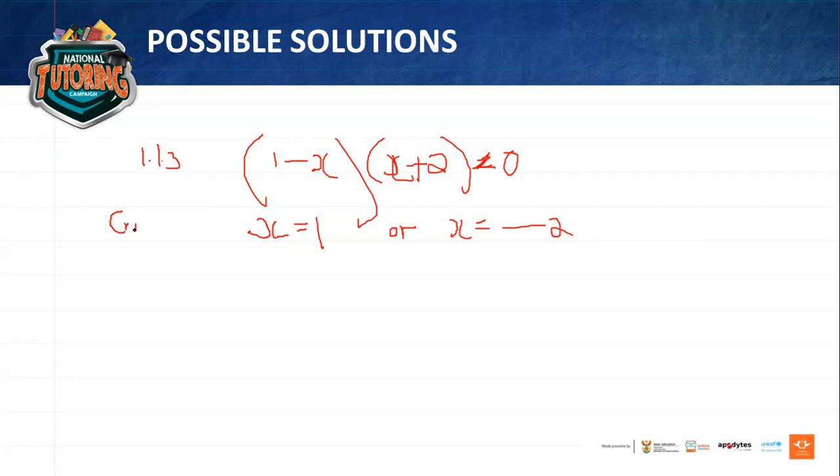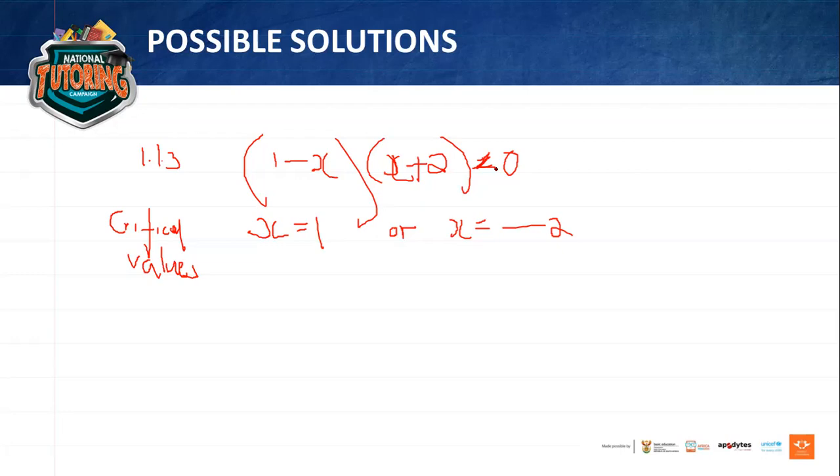This is our critical values. Okay, and you'll write it nicely, of course. Now these are the critical values, but remember, we don't have an equal sign, we have an inequality. So now this is how this is going to work out.